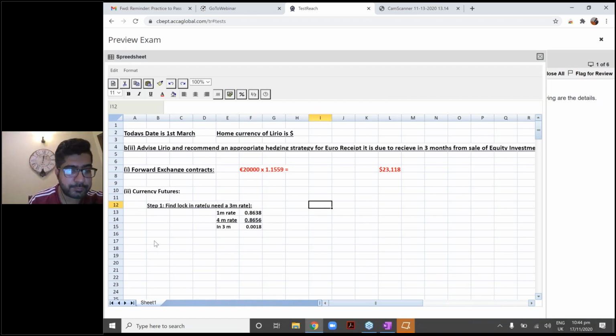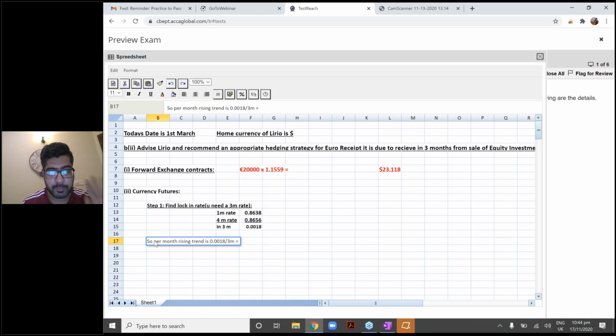Okay, so the per month rising trend is 0.0018 upon 3 months, which is 0.0006 per month. Correct? The 1-month rate and 4-month rate are given. We need the rate for 3 months, so you need to find a lock-in rate. The trend is rising 0.0018 in 3 months, so it's 0.0006 per month.